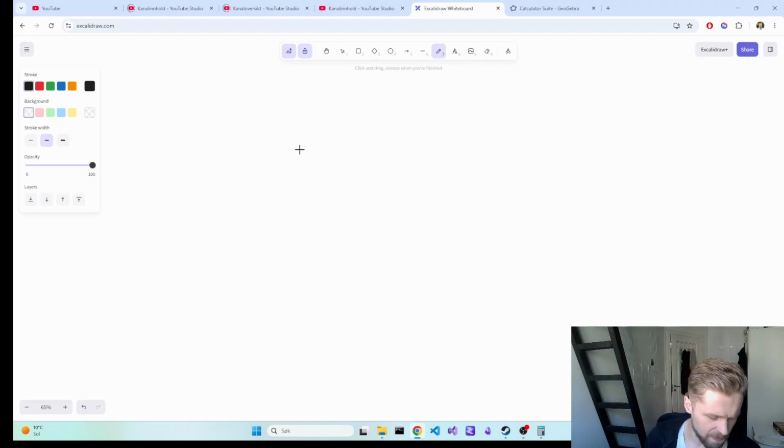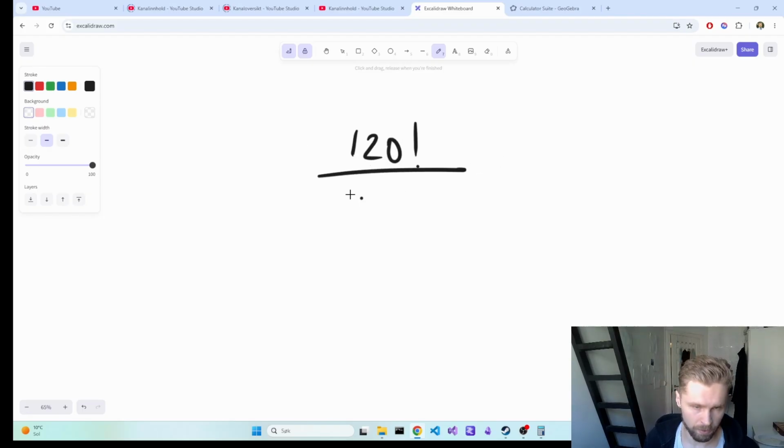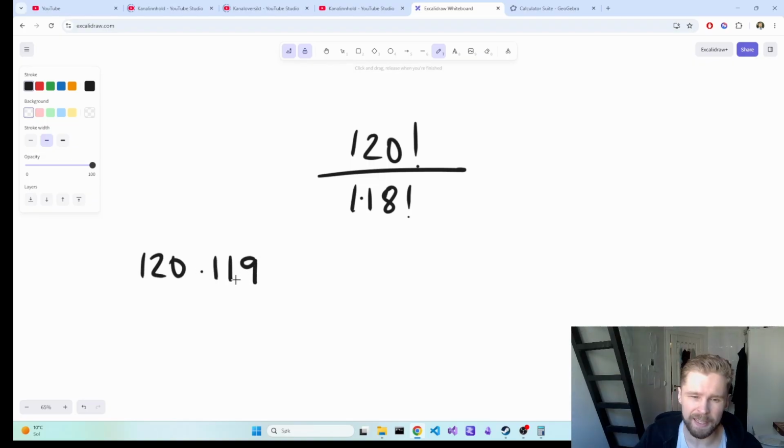Alright, kind of same thing. Now I have to find the value of 120 factorial over 118 factorial. Seriously? So this is going to be 120 times 119. And they still want me to do it. Are you kidding me?